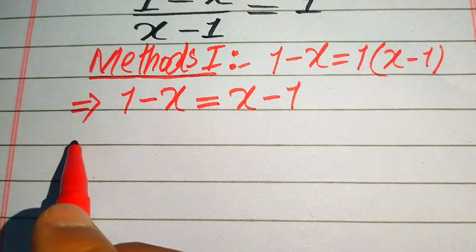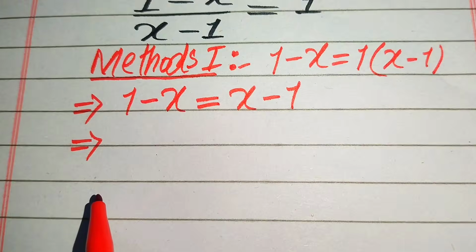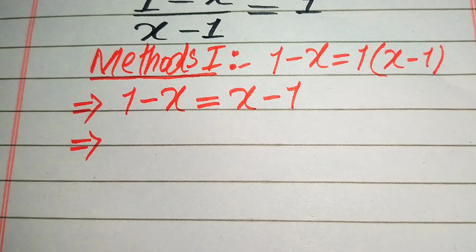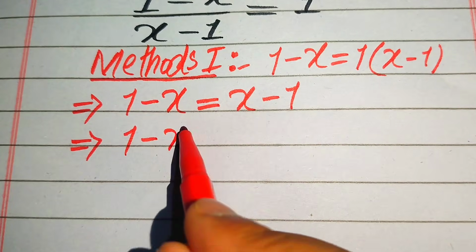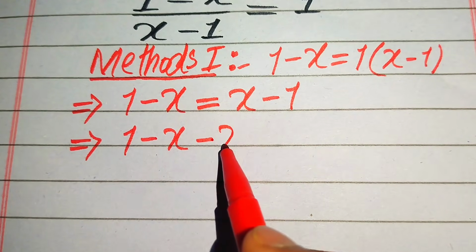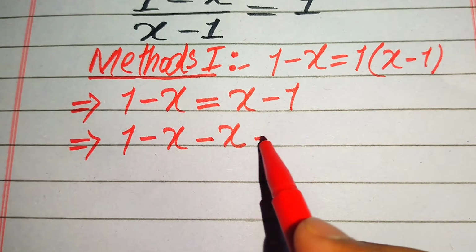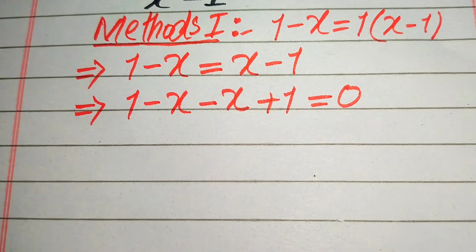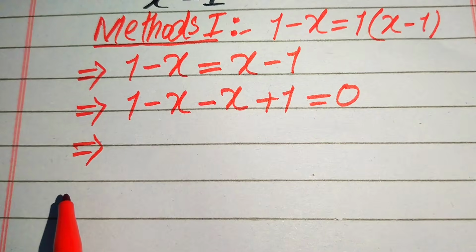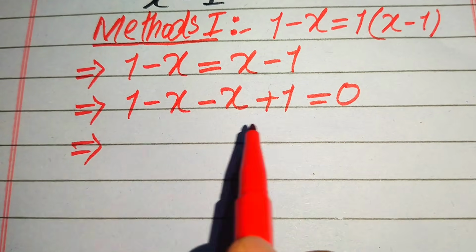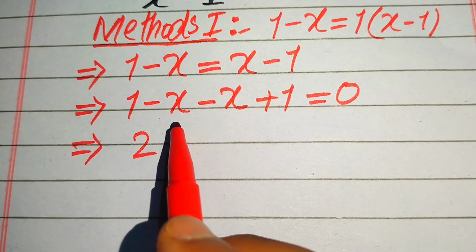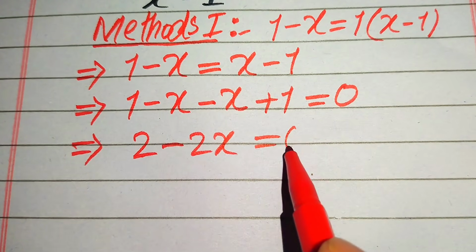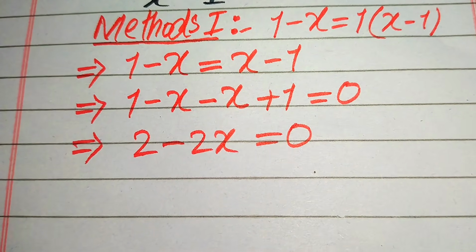And here we move all the terms from the right hand side to the left hand side, and it will be written in this form. This becomes 1 minus x, positive x becomes negative x, negative 1 becomes positive 1, and this whole equation is equal to 0. And here we add or subtract the like terms: 1 plus 1 becomes 2, and minus x becomes minus 2x, and this whole equation is equal to 0.